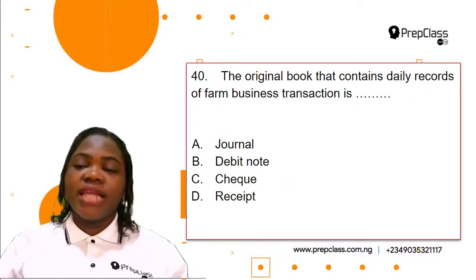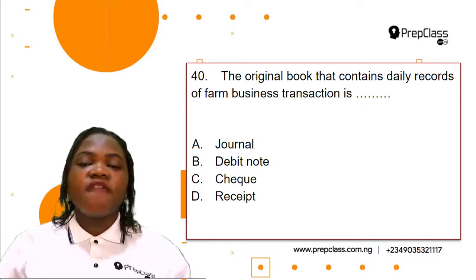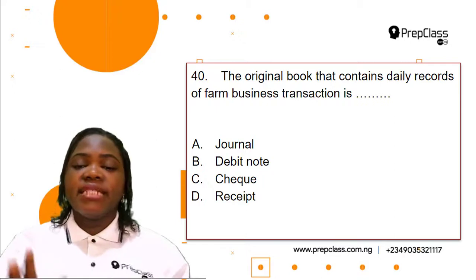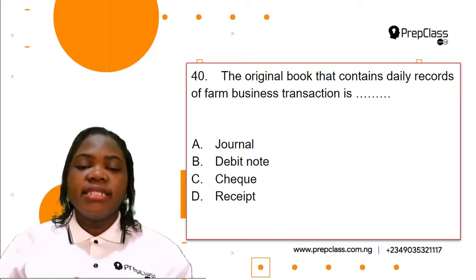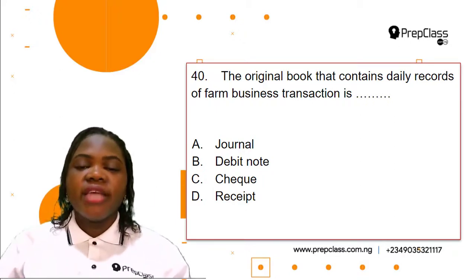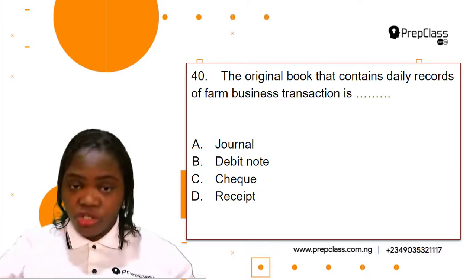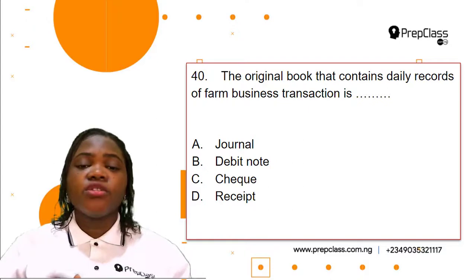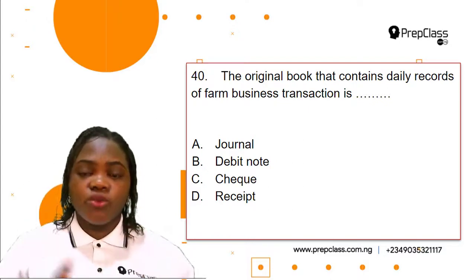The original book that contains daily records of farm business transaction is dash. A, journal. B, debit note. C, check. D, receipt. Okay, so for us to be able to answer this question, we need to find out what each of these options mean for us to be able to choose the correct one.